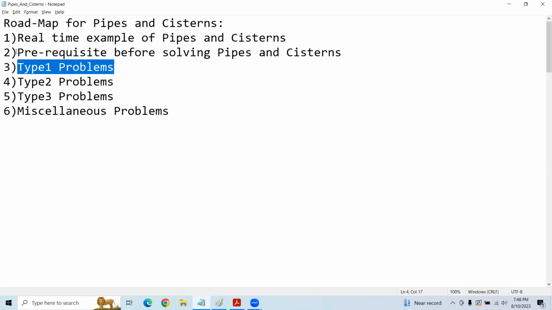Then we will look at the type 1 problems, followed by type 2 problems, type 3 problems, and there will be miscellaneous problems, which will be a combination of more than two of these types, 1, 2, 3, anything. So let's look at the real-time example of pipes and cistern.